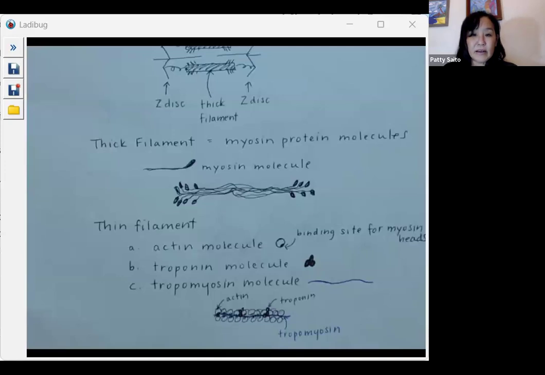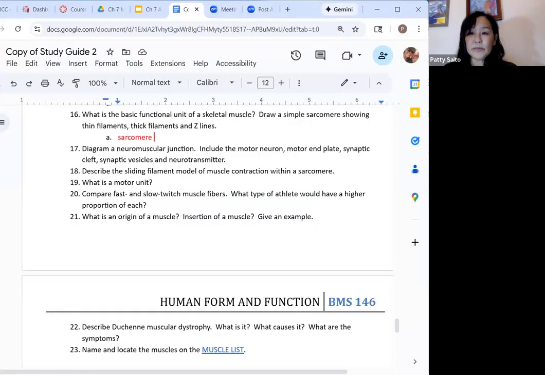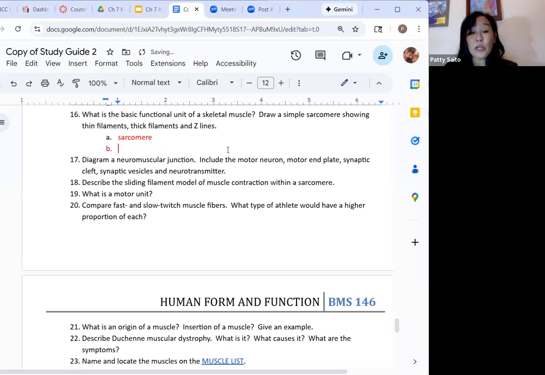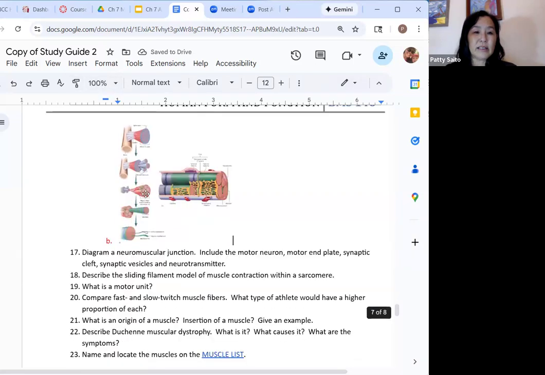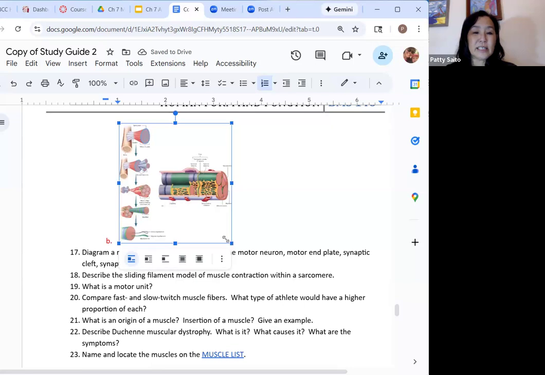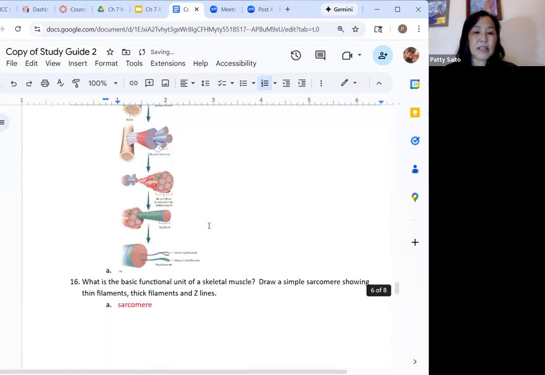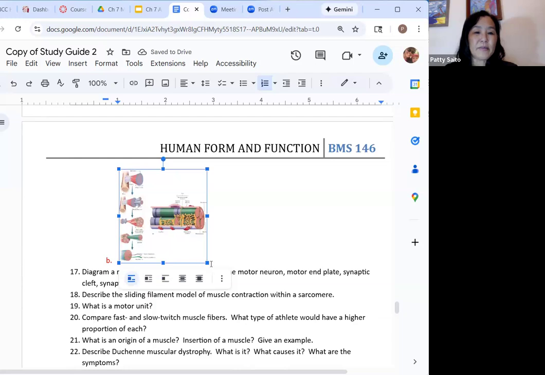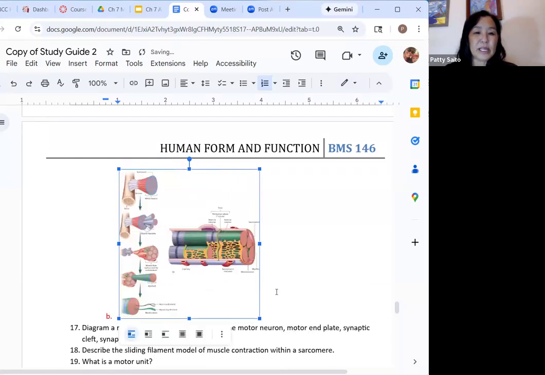All right, so let's go back now. Take a peek at our... Okay, and I'm going to bring up a picture. Several pictures here, actually. So it says draw a simple one. You could do a screenshot of my drawing and put it in here if you want, or use the one in the textbook, which is this. I'm going to make it big so we can look at it.